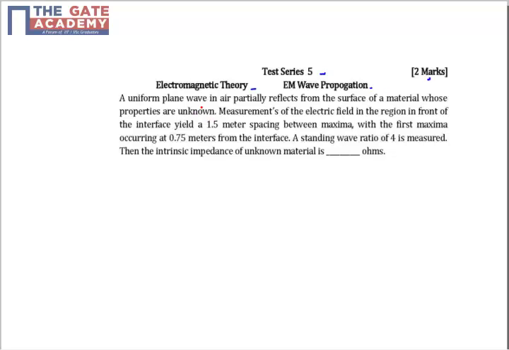The question says that a uniform plane wave in air is partially reflected from a surface of a material whose properties are unknown. So we have a uniform plane wave which is reflecting at a surface to the next material whose properties we don't know. The question further says that the measurement of the electric field in a region in front of the interface yields a 1.5 meter spacing between maxima, and the first maxima occurs at 0.75 meter from the interface. The standing wave ratio is measured as 4. So SWR is given to you as 4.